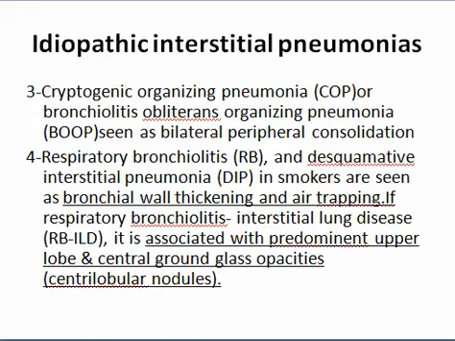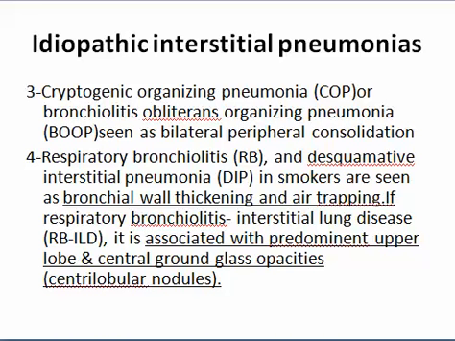The third one is the cryptogenic organizing pneumonia, or the COP, or the BOOP: bilateral peripheral consolidation, so you cannot differentiate. While respiratory bronchiolitis and desquamative interstitial pneumonias, DIP, are seen in smokers, there should be a smoker history, and are seen as bronchial wall thickening, air trapping, and are associated with predominant upper lobe and central ground glass opacities. Upper lobe. This group is associated with predominant upper lobe.